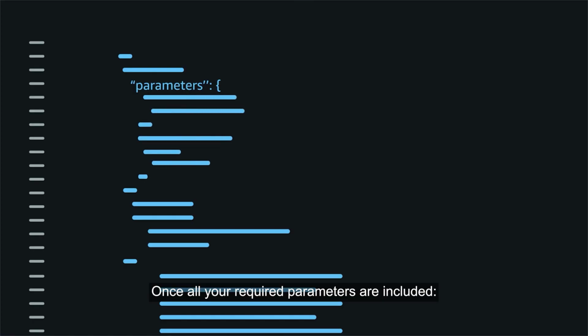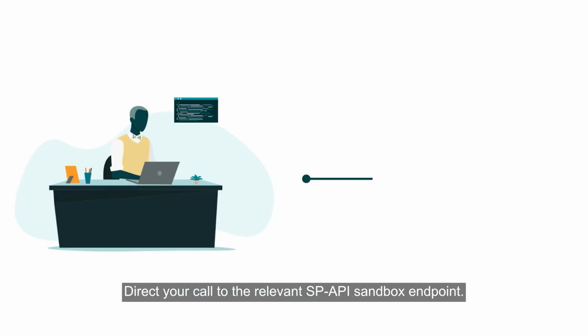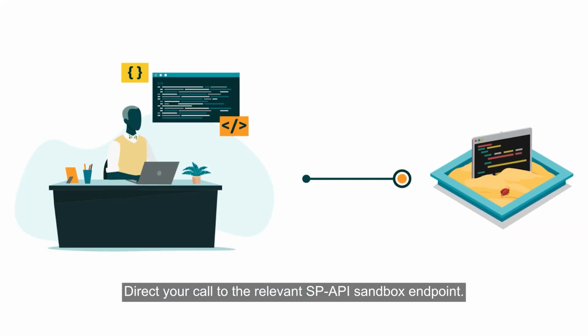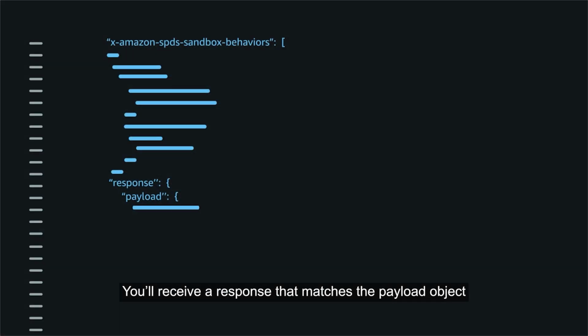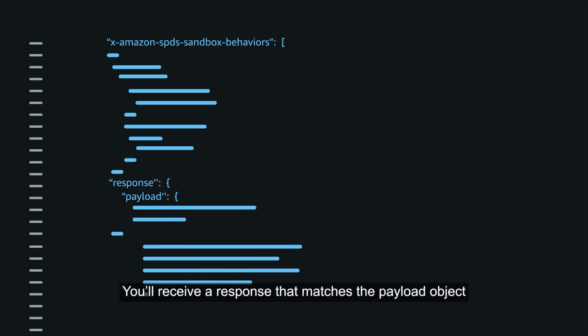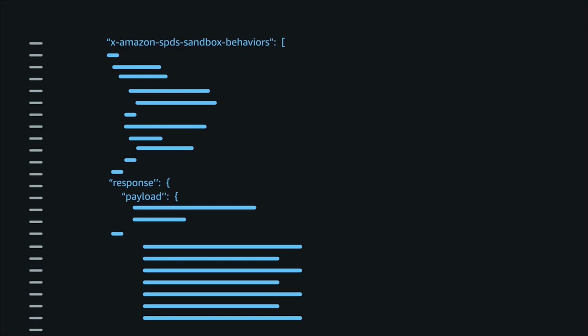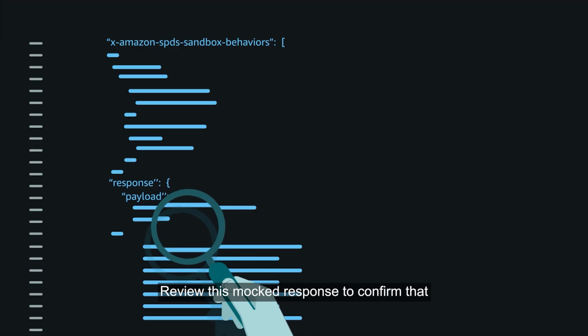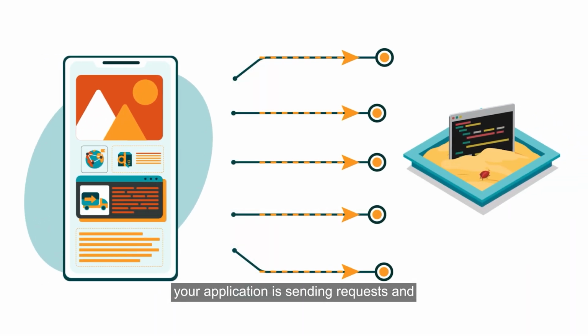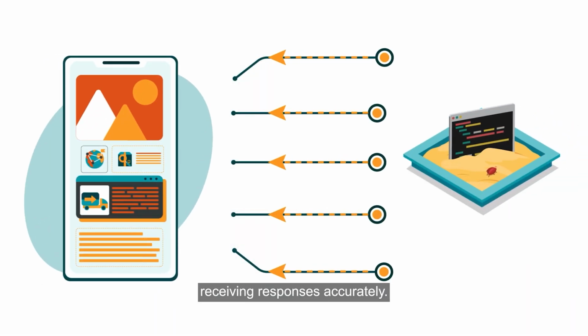Once all your required parameters are included, direct your call to the relevant SP API sandbox endpoint. You'll receive a response that matches the payload object contained in the x-amazon-spds-sandbox-behaviors object of the JSON file. Review this mocked response to confirm that your application is sending requests and receiving responses accurately.